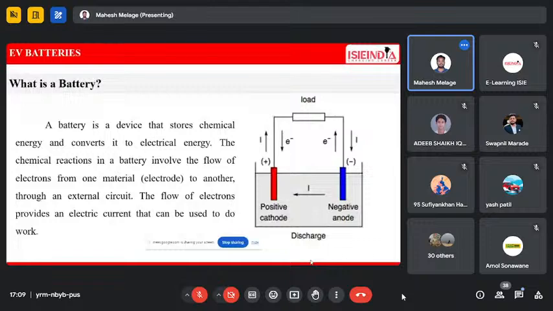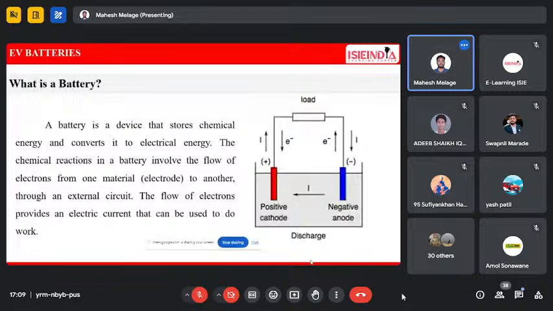This current flowing through the external circuitry, we can use as a charge, or we can use as a load, or we can use as a power. So generally in electrical systems, we use a generator and alternator to generate the electricity. They convert mechanical or kinetic energy to electrical energy.